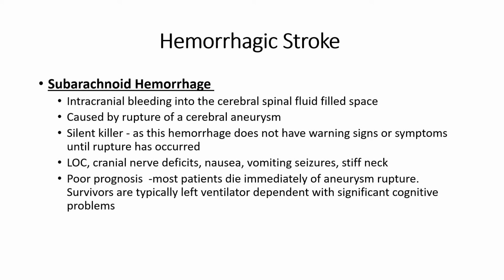So it's very immediate. The patient will have changes in level of consciousness, cranial nerve deficits. They can develop acute nausea, vomiting, seizures, and a stiff neck. With a subarachnoid hemorrhage, there is poor prognosis, and most patients die immediately after rupture of an aneurysm. Survivors are typically left ventilator dependent, if that was a choice of the family, with significant cognitive problems.